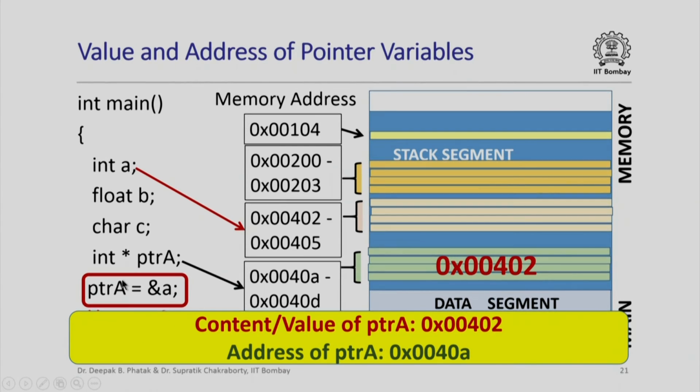So, if you look at pointer A, its content or value is the address of the first byte allocated for A, which is hex 00402, but the address of pointer A is hex 0040A, which is the address of the first byte allocated for pointer A.